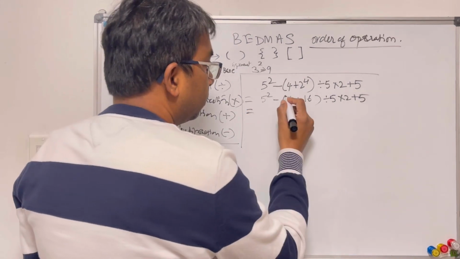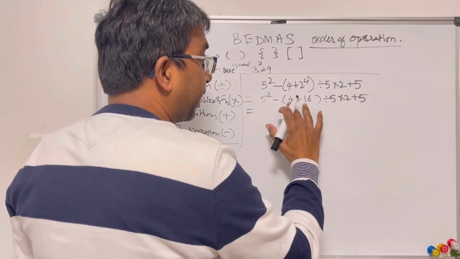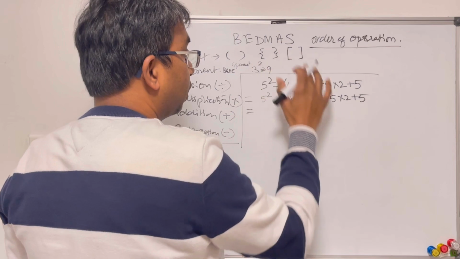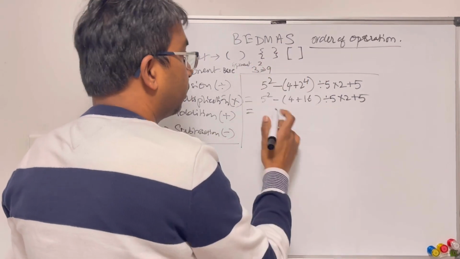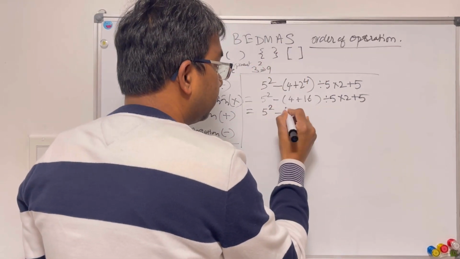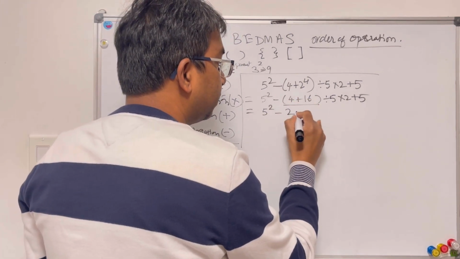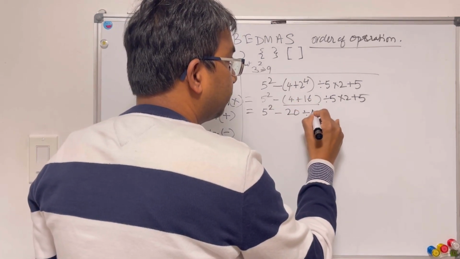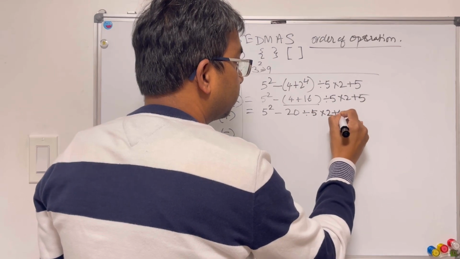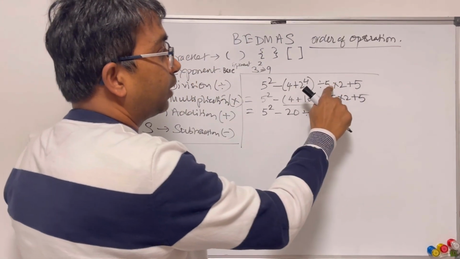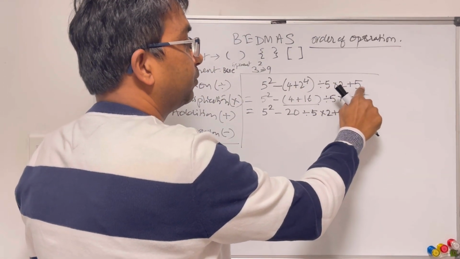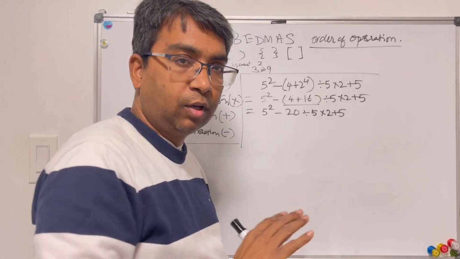Next, the bracket is still on. This bracket needs to be removed because we solved what was inside the bracket. Now let's get rid of the bracket. Keep everything as it is. This bracket is now gone. So 4 plus 16 is 20. Divide by 5 multiplied by 2 plus 5. You should not have started like 5 2s are 10, 10 plus 5 is 15. Then the whole problem would have gone wrong.